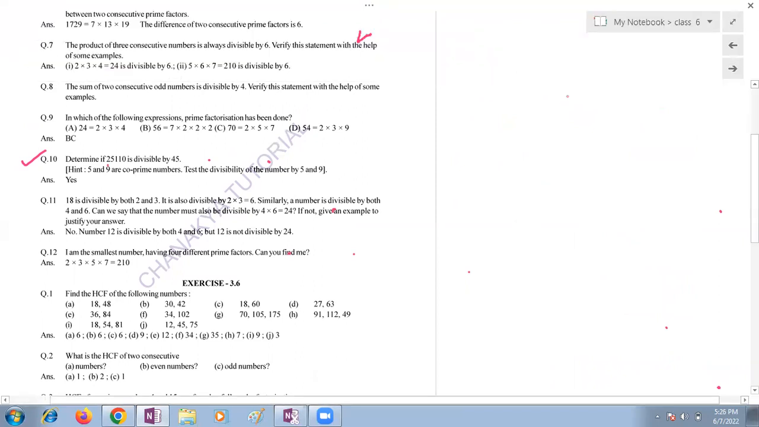Suppose you take numbers 17, 18. 18 can be expressed as 2 times 9. What are the factors of 2? 1 and 2. And the factors of 9 are 1 into 9 and 3 into 3, so 1, 3, 9.